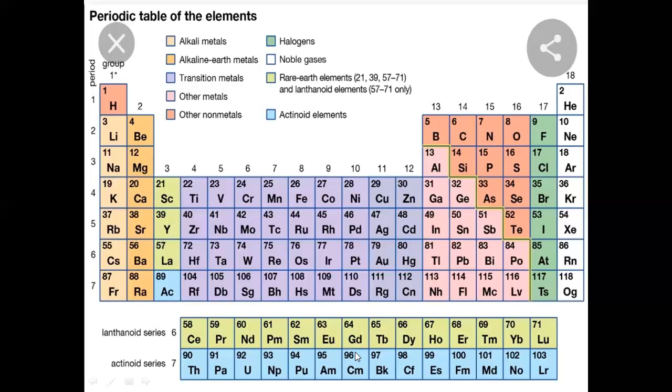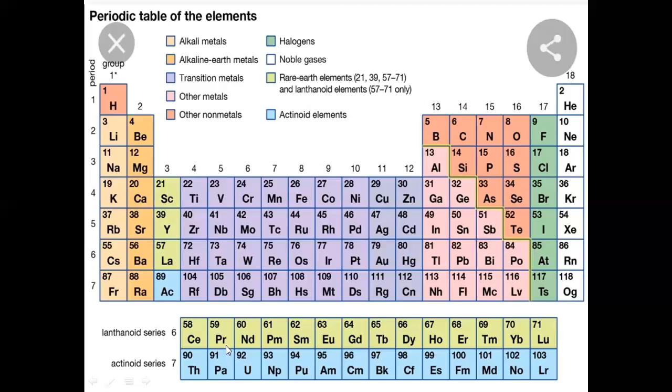Also the 2 groups which are down, which are assigned a separate position in the periodic table, are called inner transition elements, and the upper ones are called outer transition elements. They are also transition elements, but transition elements are further classified into 2 categories. These are called the outer transition elements, and those transition elements which are assigned a separate position in the periodic table are called inner transition elements.